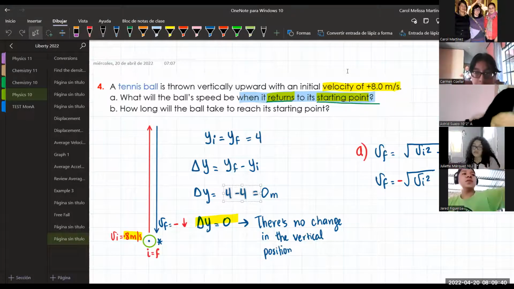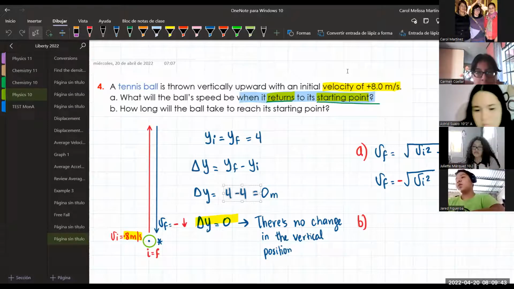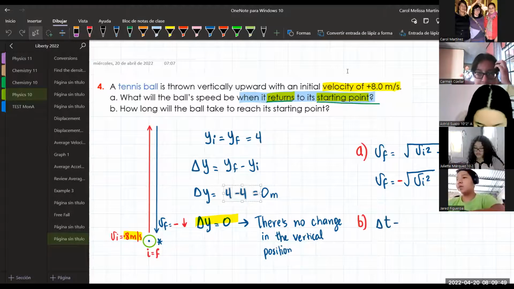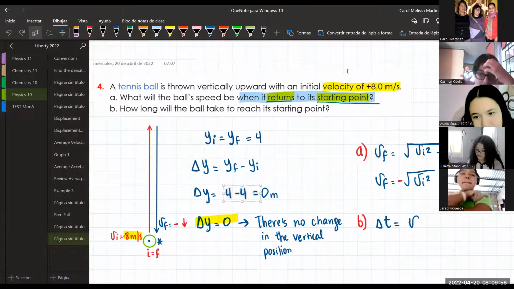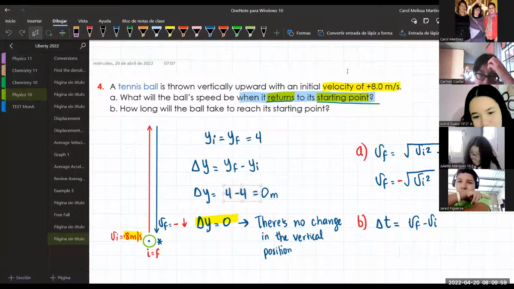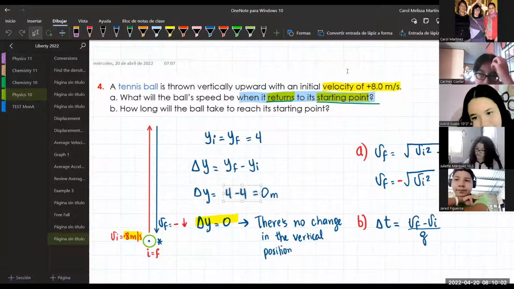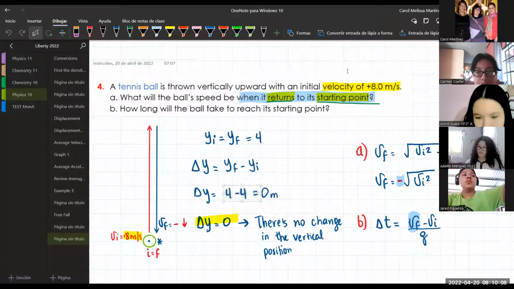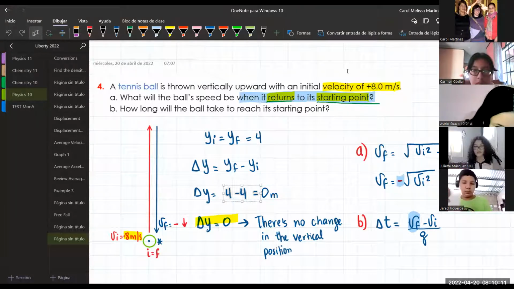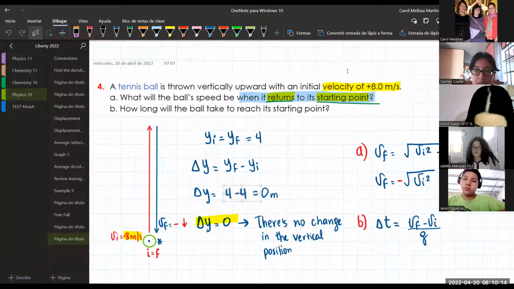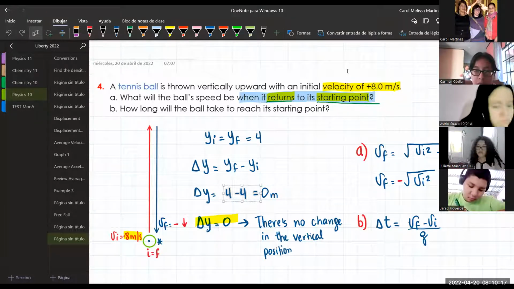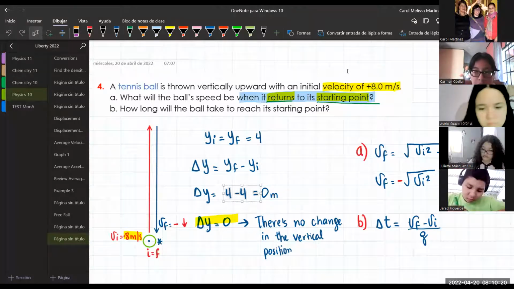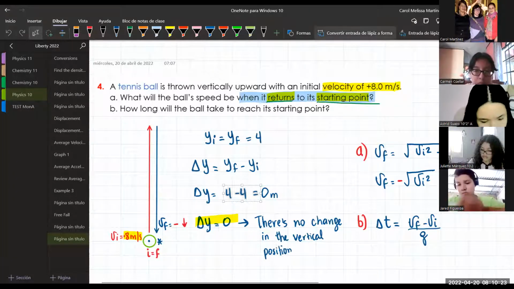And in part B, it's asking you about the time. It says, how long will the ball take to reach its starting point? So you need to find the time. In what formula do we have the time? Final minus initial velocities divided by gravity. In this, the final velocity, remember, is negative. Don't forget to write the sign. If you don't write the negative sign, it's going to give you 0, and that is impossible. It's impossible for the time to be 0, okay? So you need to be careful on that. Knowing this, you should be able to do exercise number 4 without a problem.